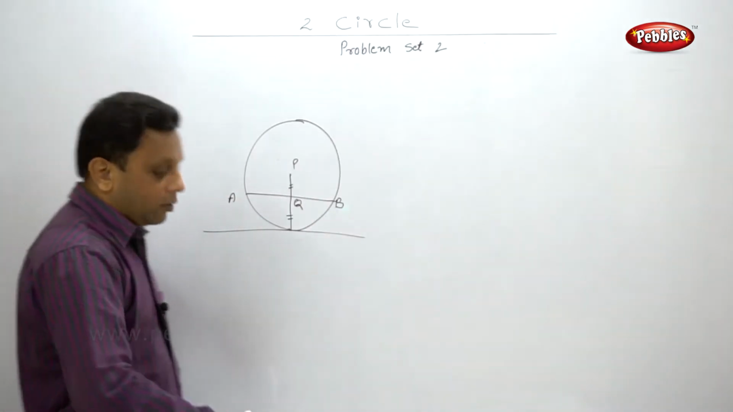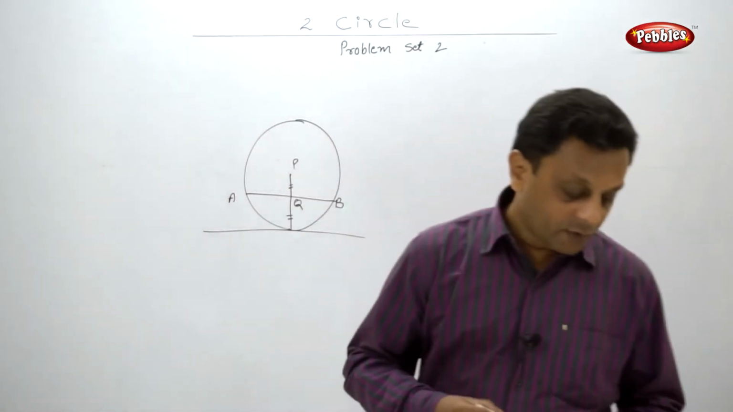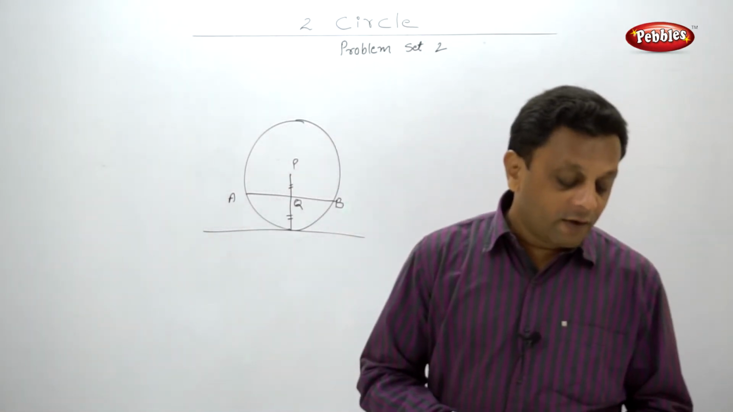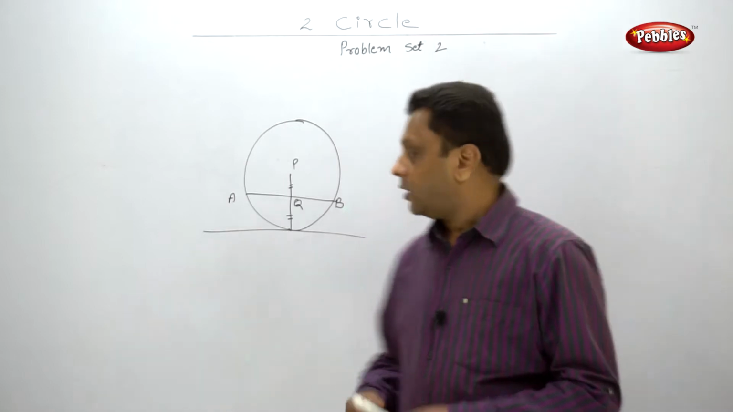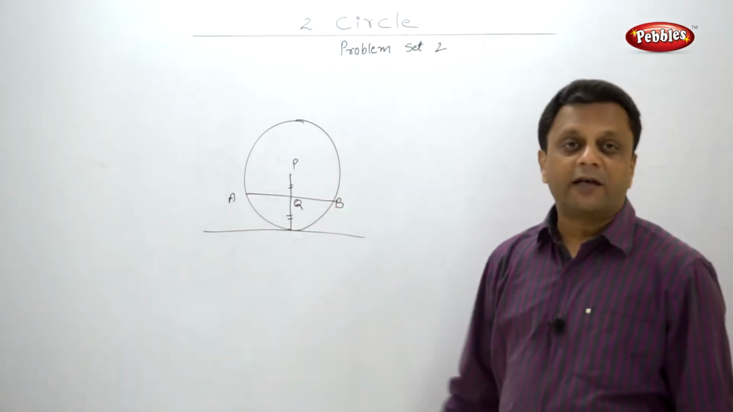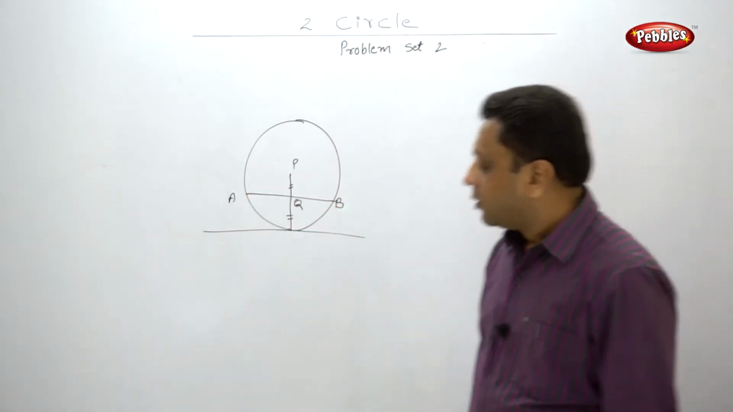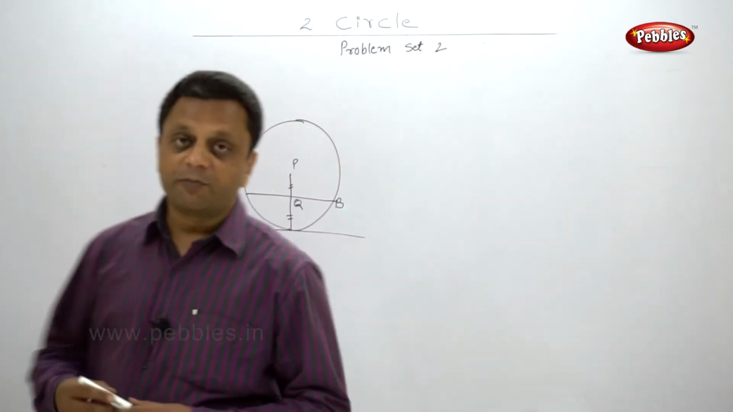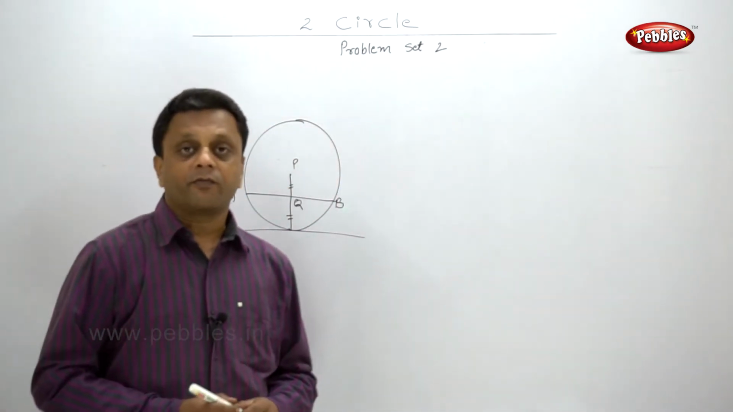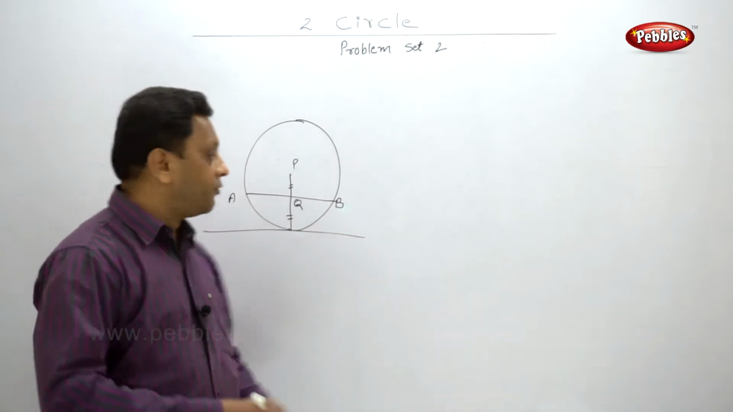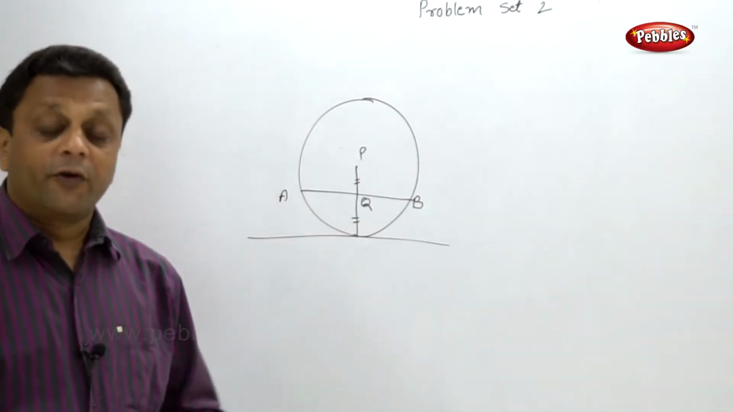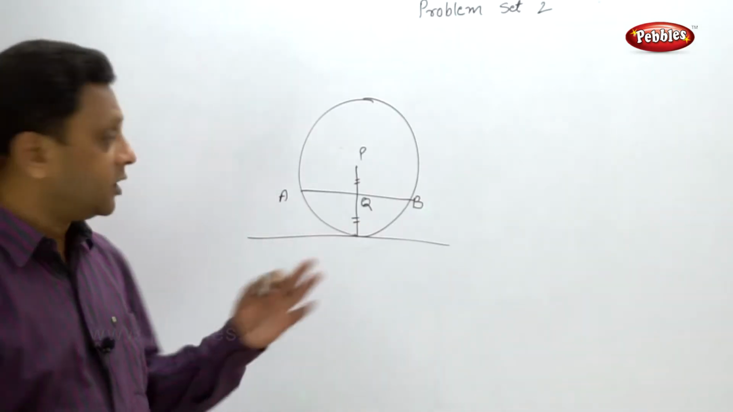Now what they are asking: if AB is equal to 12, find the radius of the circle. How will you solve this? This is very simple. First of all, our first method is to understand what is given in the figure. So by our method, first let us analyze what we can know from this figure.